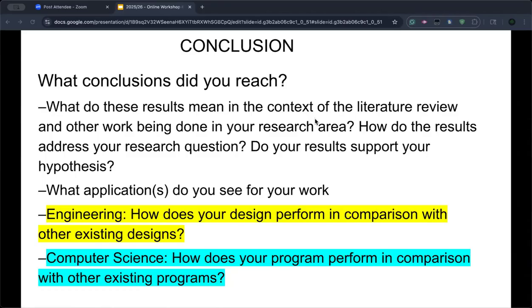And then you just talk about if your hypothesis is supported or not. And then for an engineering project, it's basically how does your design perform in comparison with other existing designs? How is the model that you created any better than existing previous methods that are functional? And then for a computer science project, it's how does your program compare with any other existing programs? How is it more applicable for the project you're doing? And then next slide.